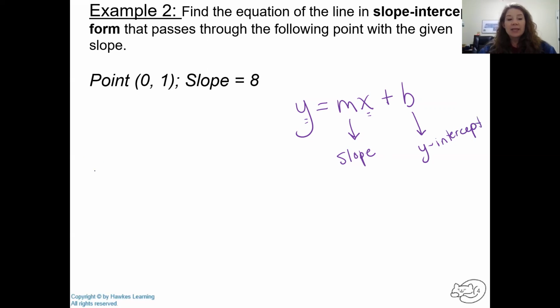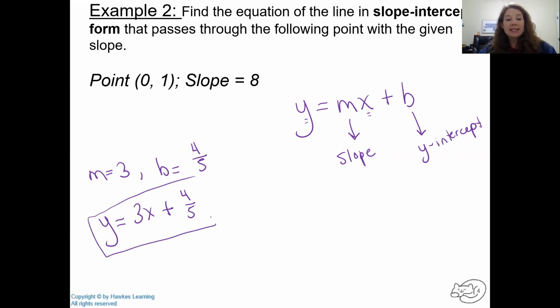So if you're given this information, let's say you're given that m is equal to 3 and b is equal to 4/5, and the directions say, write the equation of the line. Well, this is everything you need to write the equation of the line, because you're going to write y equals mx, so we're going to multiply 3 times x, plus our y-intercept, which is 4/5. And this is the slope-intercept form of the line, if that is the information that we're given.